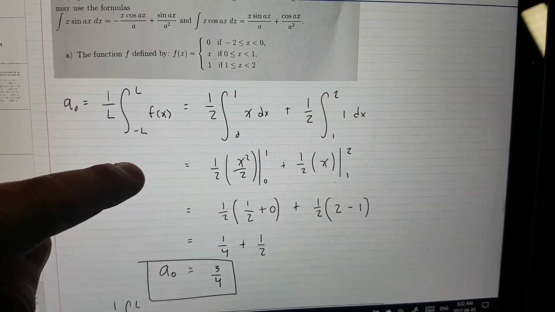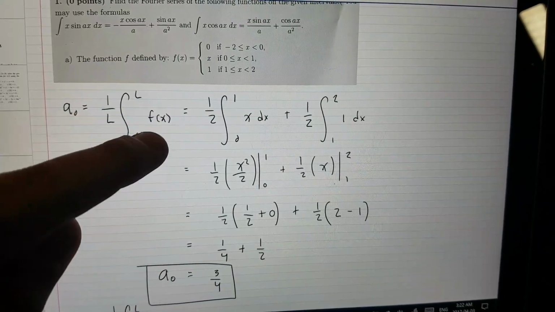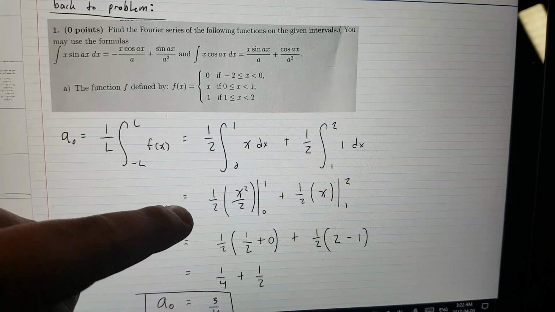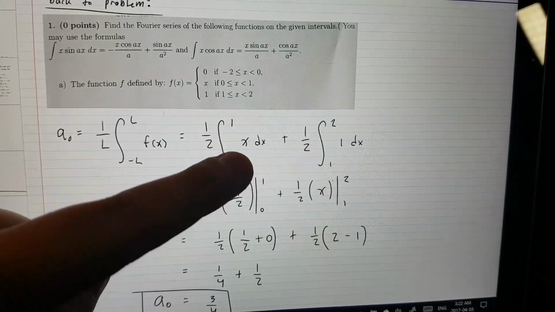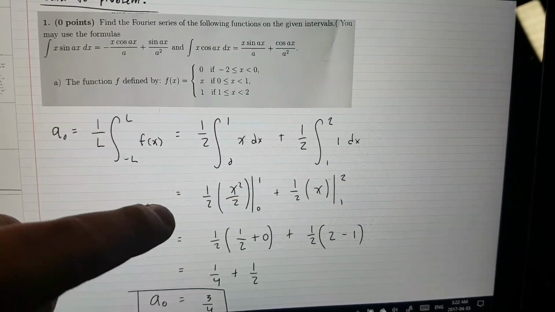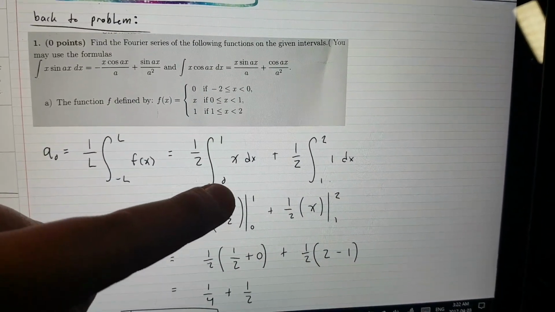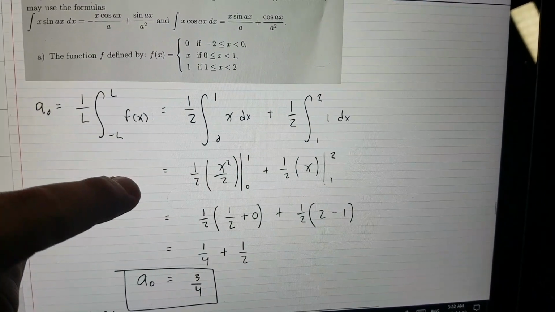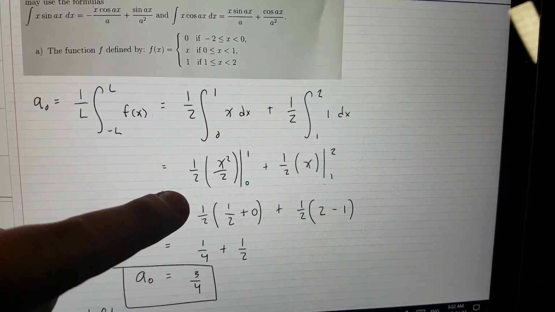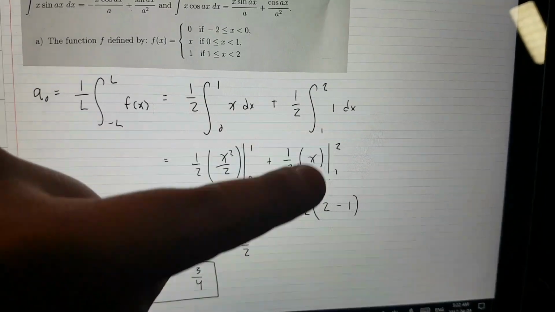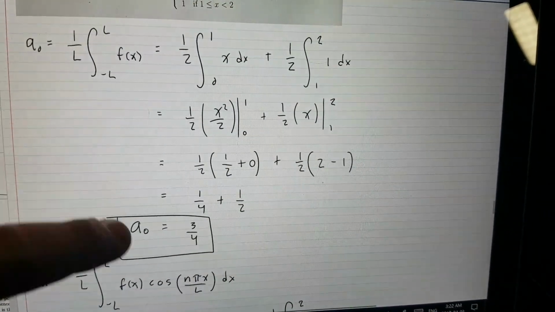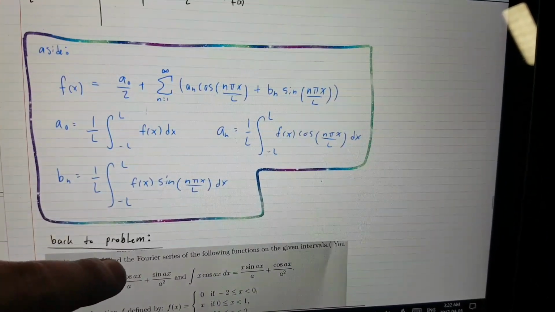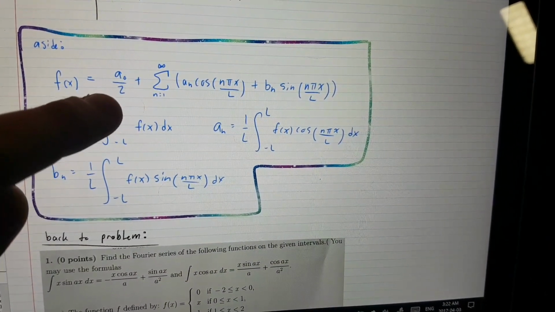So a0 is 1 over L, the integral from minus L to L of f of x. f of x is different depending on what interval you're in, right? So here it's just going to be x, and then here it's just going to be 1. So I can just split the integral up and evaluate from 0 to 1 for this one, and then from 1 to 2 for this one. And don't forget the 1 over L. So it's 1/2, and then I integrate that, and I integrate this, and evaluate, and I get a0 equals 3 over 4.